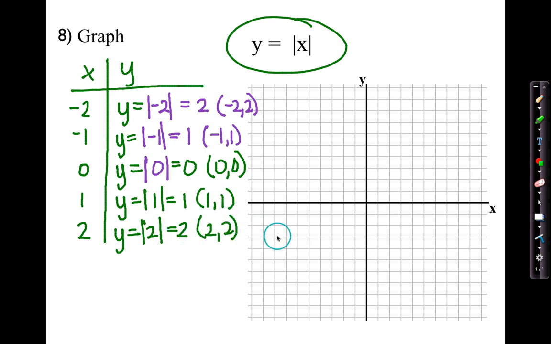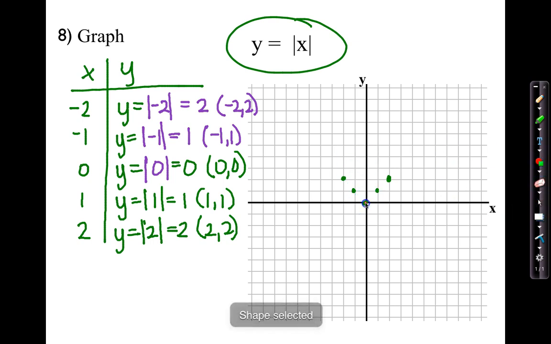So now that I have these ordered pairs, I'm going to go ahead and plot these points. -2, 2, -1, 1, 0, 0, 1, 1, and 2, 2. Hopefully you see from these points as well, it's definitely not a straight line.